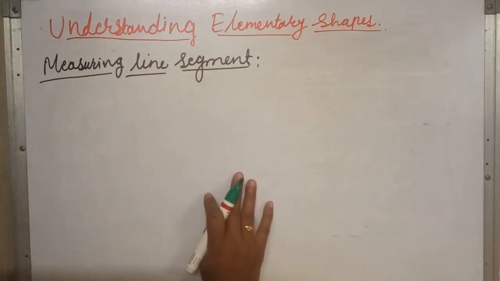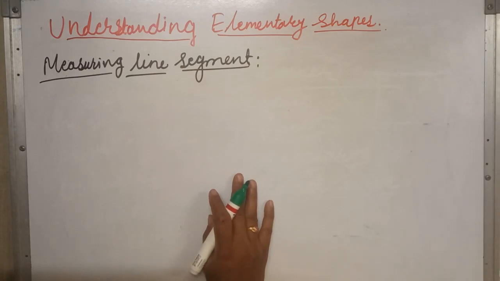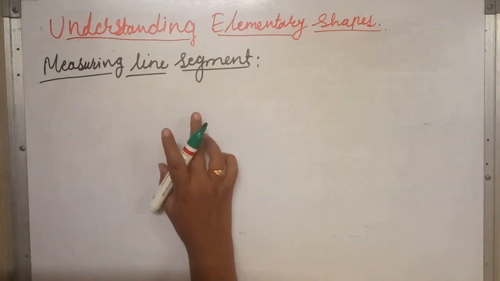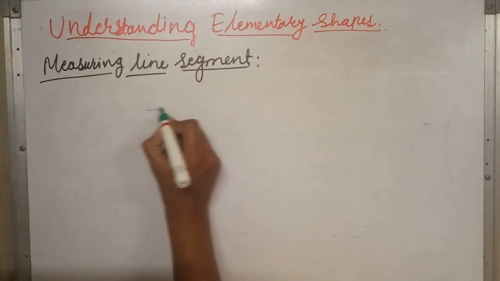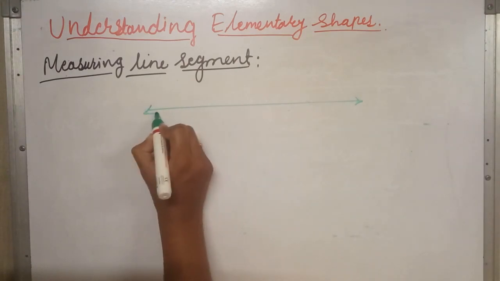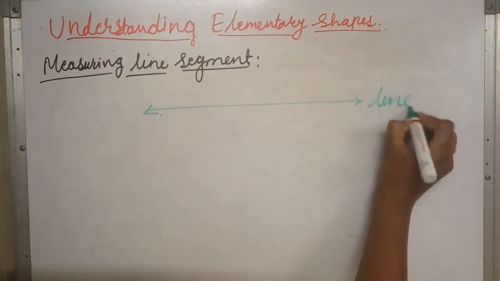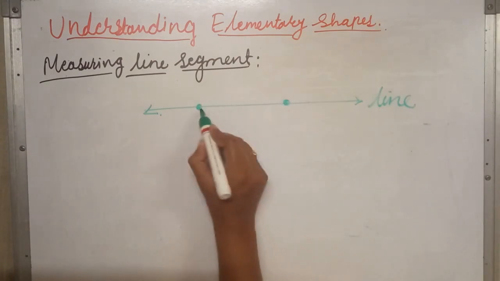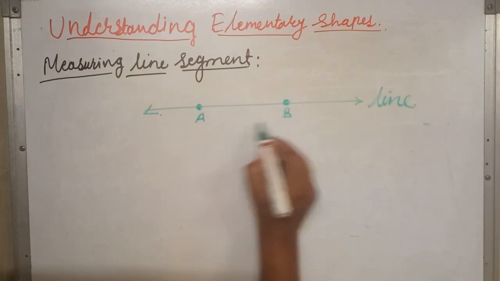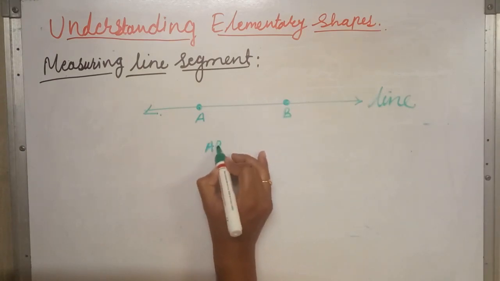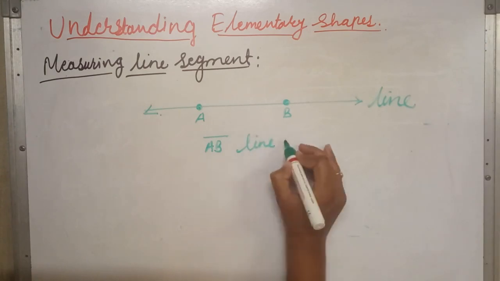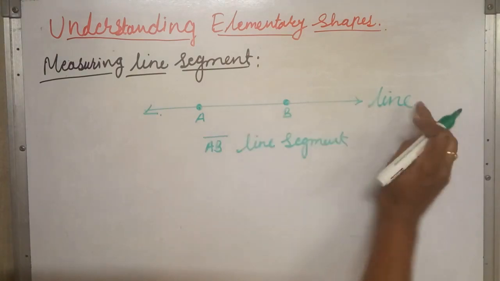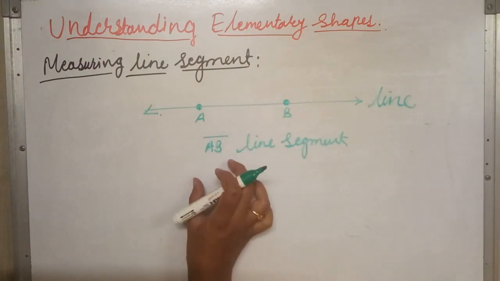First of all, tell me children, what is meant by a line segment? A line segment is a part of a line. As we know, this, having two arrows, is a line. And if I mark any 2 points on that, A and B, then AB is a line segment. And as it has two arrows, this is the line and AB is a line segment.